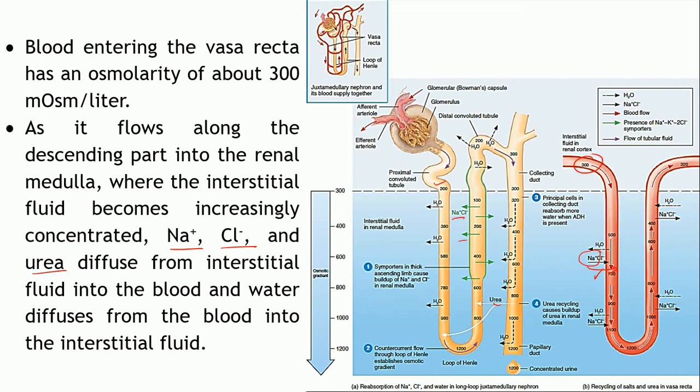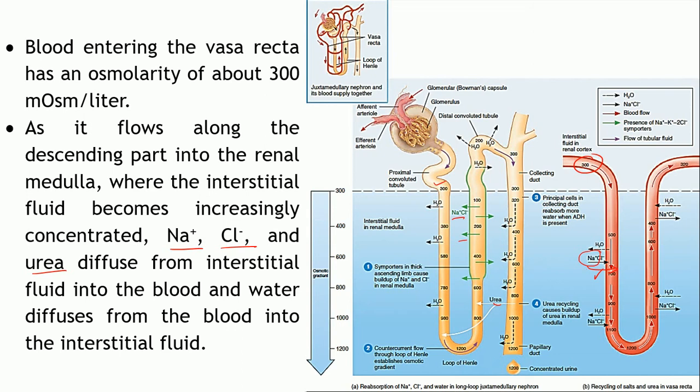Osmolarity of the blood is low. Osmolarity of the interstitial fluid is high. So what will happen to the movement of water? Yes, it will leave the blood, right? So it will move out of the blood as the fluids descend down, or the blood descends downwards.